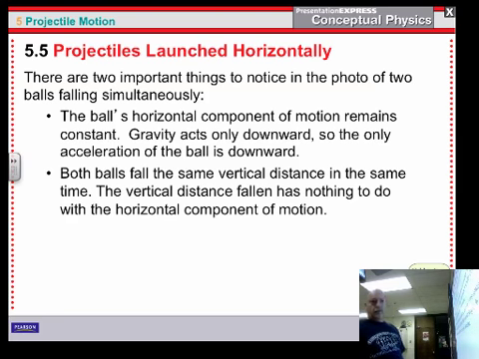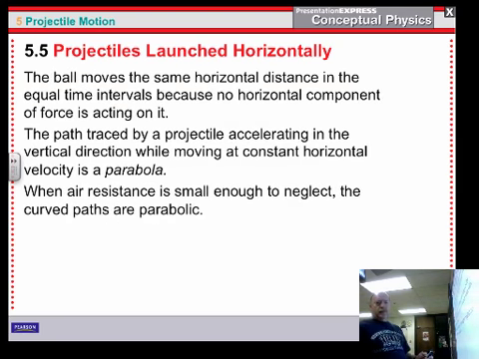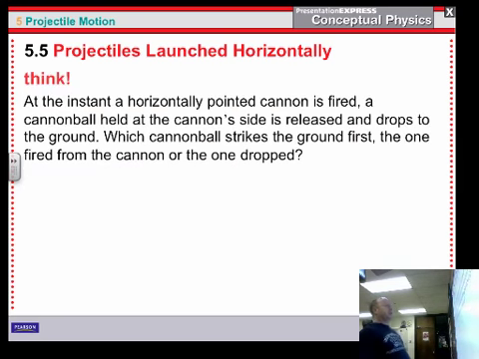All right, so it says there are two important things to notice in this photo. One, the ball's horizontal component remains constant, and both fall the same vertical distance in the same time. So the ball moves the same horizontal distance each interval. The path traced by a projectile accelerating in the vertical direction while moving at constant horizontal velocity is a parabola. So when we throw this straight out, it's going to look like a parabola. If there's no air resistance, it'll be a nice, perfect parabola. If there's air resistance, it'll change that just a little bit.